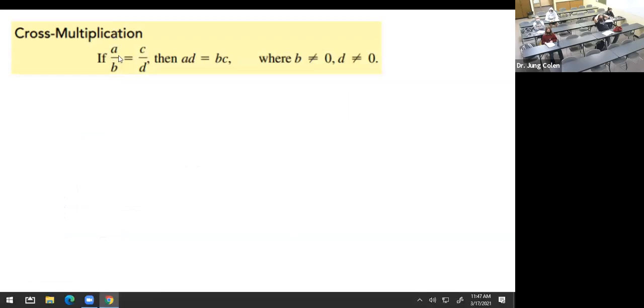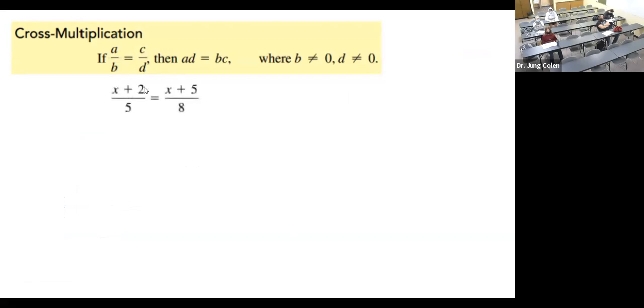In proportion, you can also do the cross multiplication. Are you familiar with it? Cross multiplication, you can just do A times D equals B times C. Okay? So you can just multiply these together and that together, they are equal.